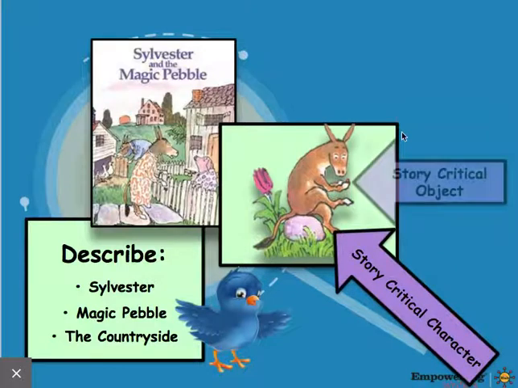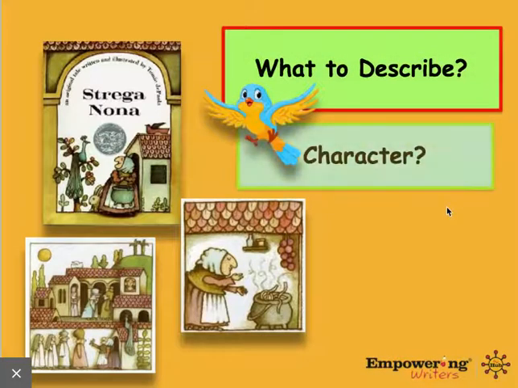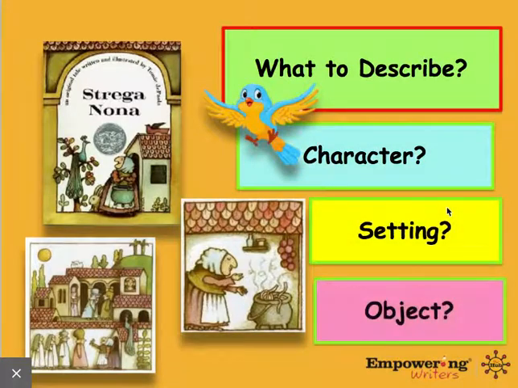So for the story Sylvester and the Magic Pebble, the author describes the story-critical character, Sylvester, the story-critical object, the pebble, and the story-critical setting, which is the countryside. In Stregonona, there's 3 different things. So the story-critical character would be Stregonona herself, the setting, and the object.